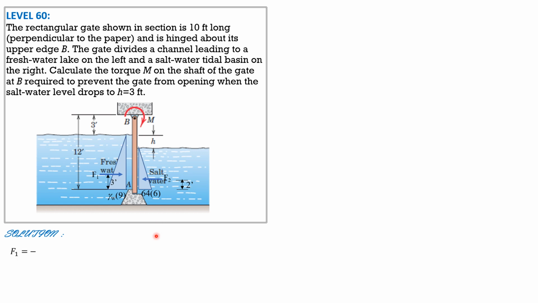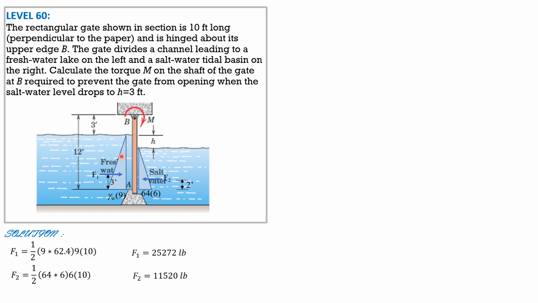Then F1 is the volume of this pressure diagram, 1/2 of 9 times 62.4. The height is 9 feet, and perpendicular to the board is 10 feet. So that's the volume, which is F1. So F1 equals 25,272 pounds. F2 on the other hand is 1/2 of 64 times 6 feet times 10 feet. So F2 is equal to 11,520 pounds.